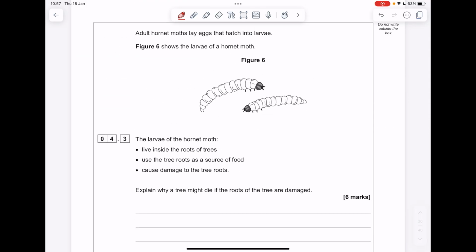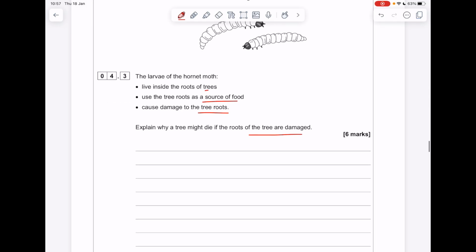Adult hornet moths lay eggs that hatch into larvae. Figure 6 shows the larvae of the hornet moth. The larvae of the hornet moth live inside the roots of trees, use the tree roots as a source of food, cause damage. Explain why a tree might die if the roots of the tree are damaged. Okay, so let's talk about what the roots do. They absorb water and mineral ions, and they also support the tree itself and stop it falling over in high winds.